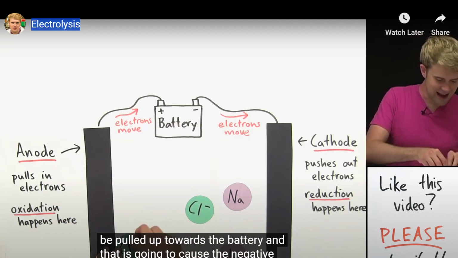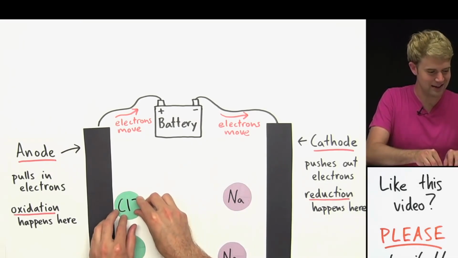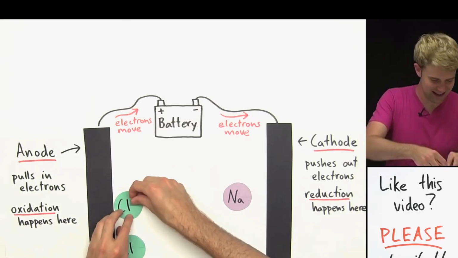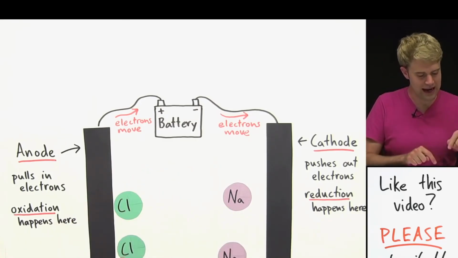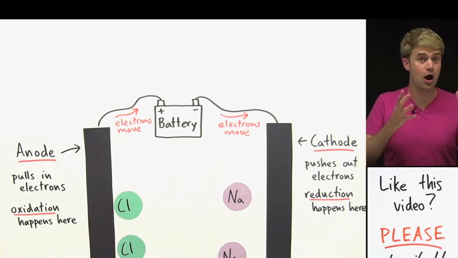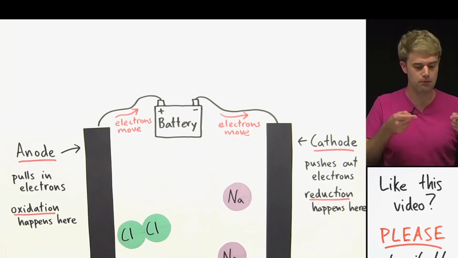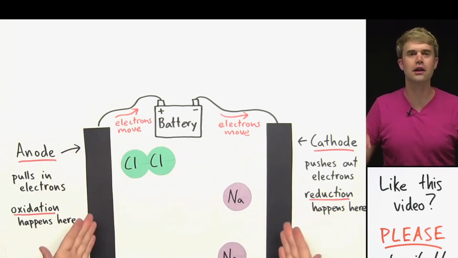That is going to cause the negative charge to go away because it's lost one of its electrons. And then over here, this Cl minus is also going to get attracted to the anode. It's going to lose one of its electrons, it's going to get pulled up here towards the battery, and that is going to cause this to lose its negative charge. Now we said that chlorine here is one of the diatomic elements, so that means that we're never just going to find one of these atoms on their own. As soon as they don't have a charge anymore, they're going to pair up to form a Cl2 molecule. This is a gas, and it's actually going to float away. So that's how the electrons move in this electrolytic cell.